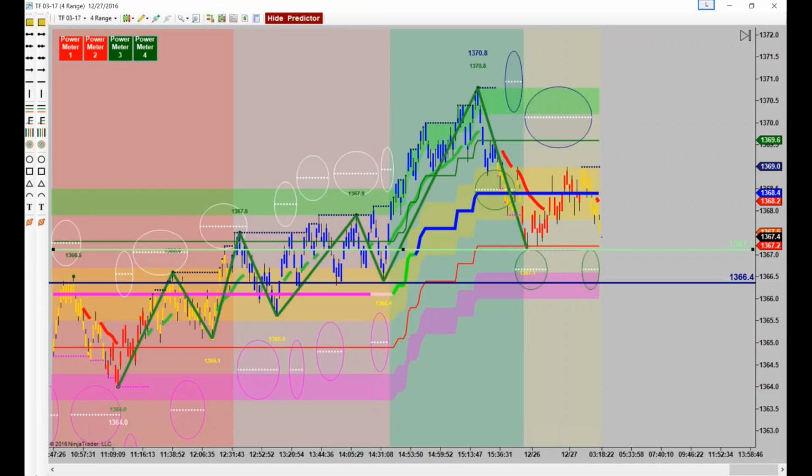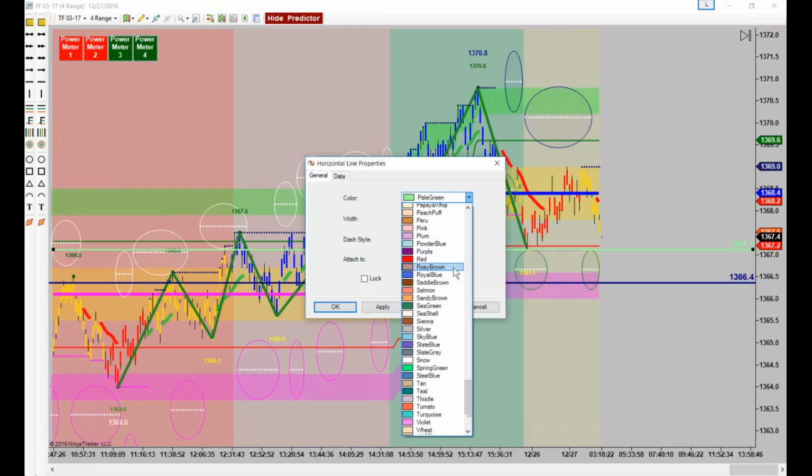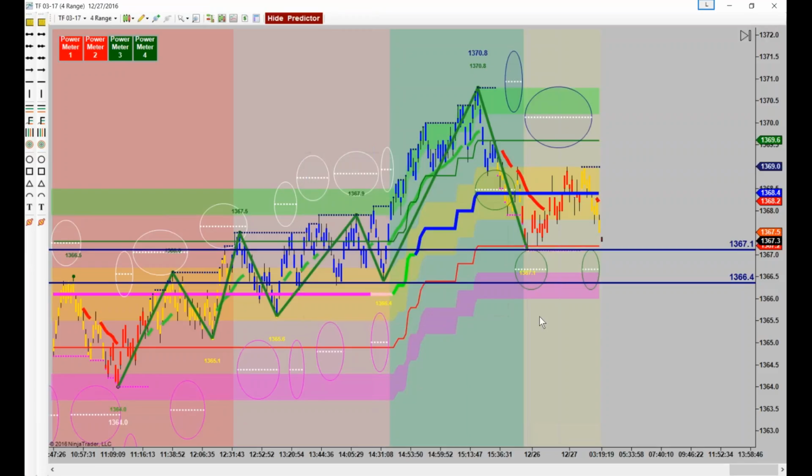I thought I changed that to default. Bear with me a second, I will. Being a little cantankerous tonight. Okay, so now we have lines drawn on our chart.